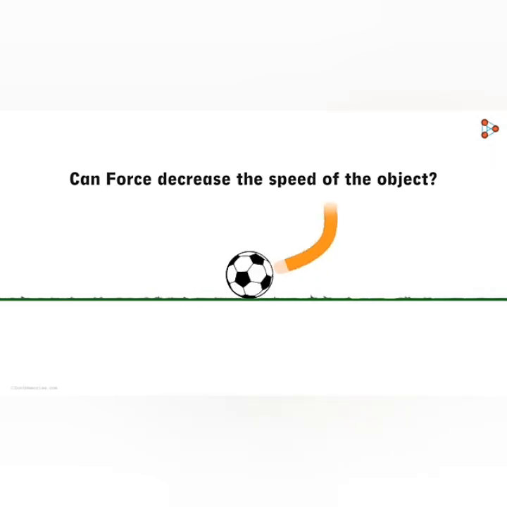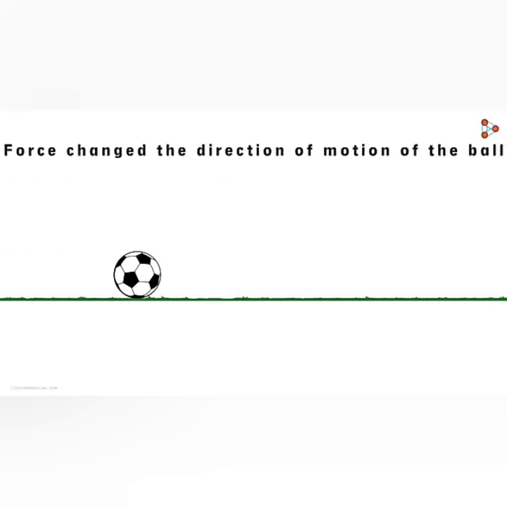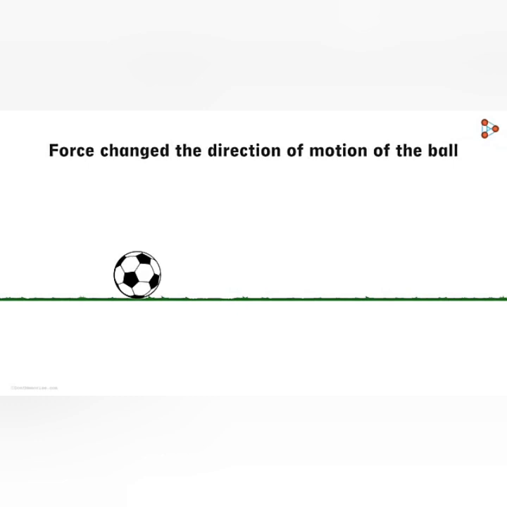Can we decrease the speed of the object? Yes, when we apply the force in the opposite direction of the motion of an object, the speed decreases, and one more thing we can notice here, the direction of the object also changes. Hence, in the second situation, when force is applied in the opposite direction of the motion of an object, two effects are seen here. One, the direction of the motion of the ball changes. The other one is it reduces the speed of the ball.